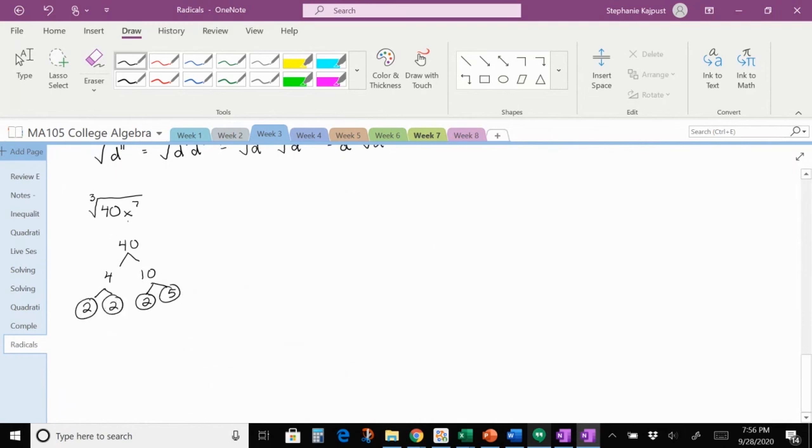So because this is a cubed root, because it's a 3, I want to group 3 things together. So I have 2 cubed, and then I have times 5. So instead of 40, I'm writing 2 cubed times 5. And then for x to the 7th, I want to rewrite it so I can divide the exponent by 3. So I can write that as x to the 6th and then another x to get me 7 total.